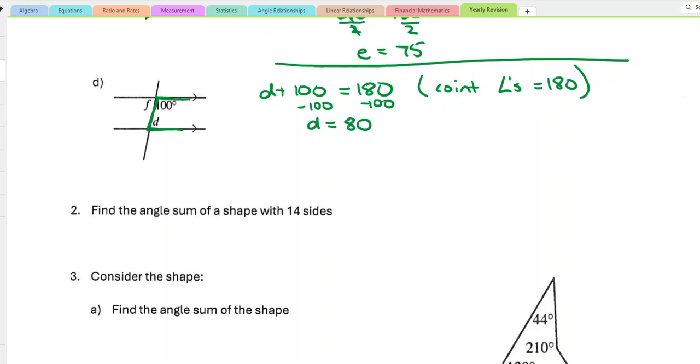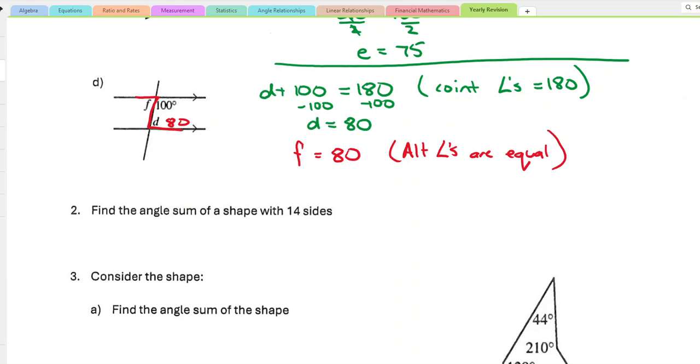Next, I want to find F. F is, well, there's two things I could do. I could either do a straight line from the 100, or what might be faster is to do alternate angles with the D. Because I know D is already 80, F will be equal to 80 as well, because alternate angles are equal.